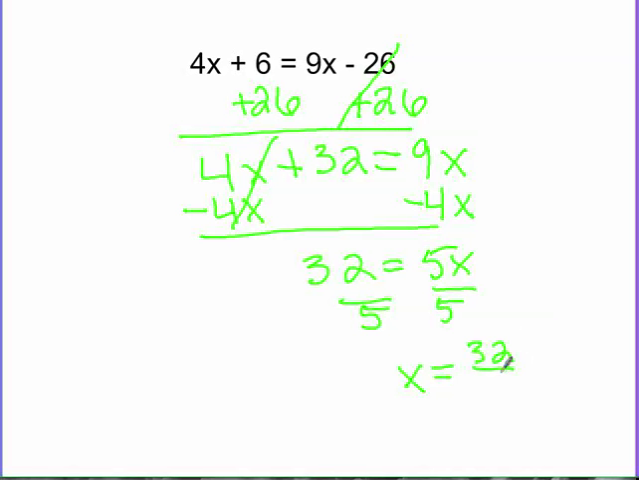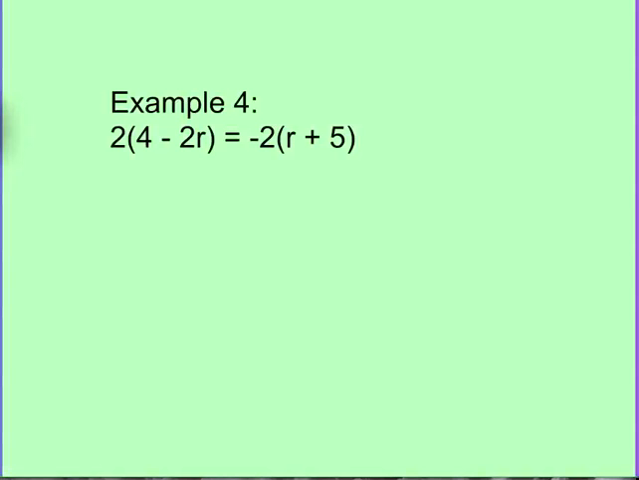So does it matter what side you get the variables on? No, as long as the variables are on one side of the equal sign and the constants are on the other. That is our goal. All right, if you notice now, we have parentheses. Anytime you have a number on the outside of the parentheses, we are going to have to use the distributive property. So let's distribute.